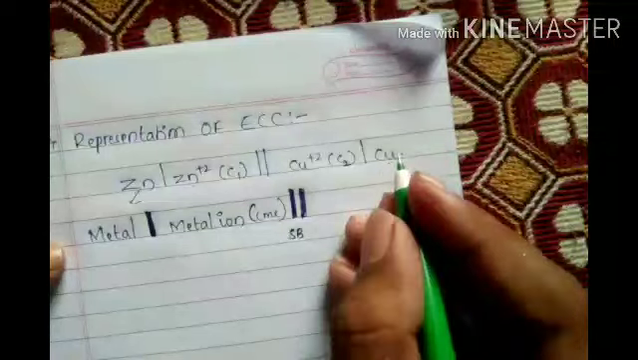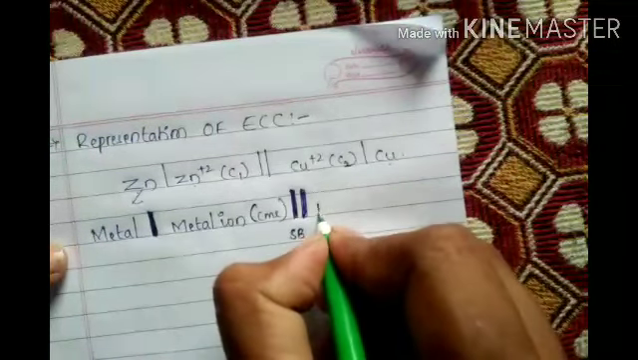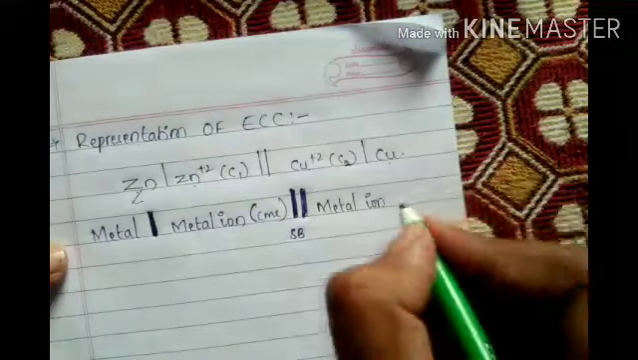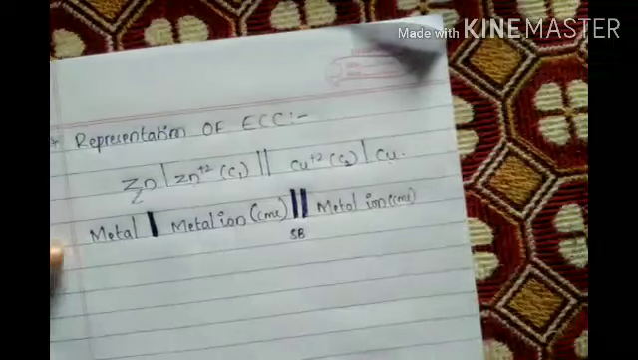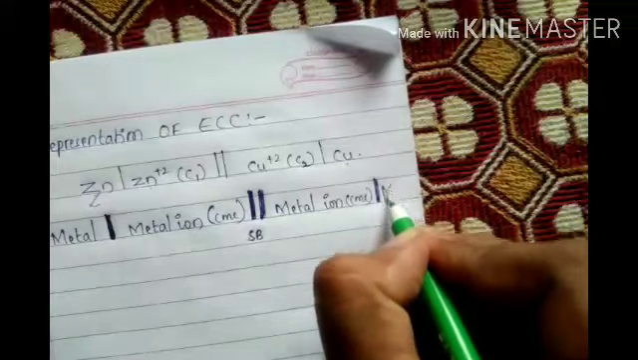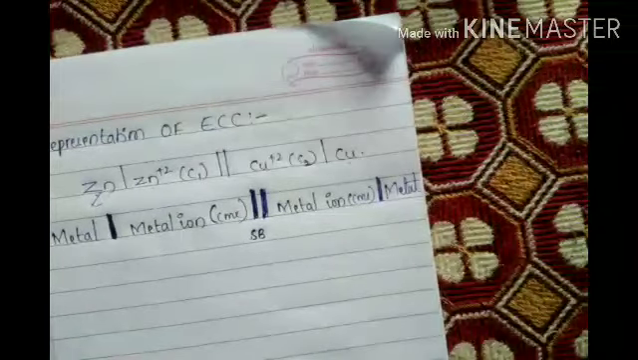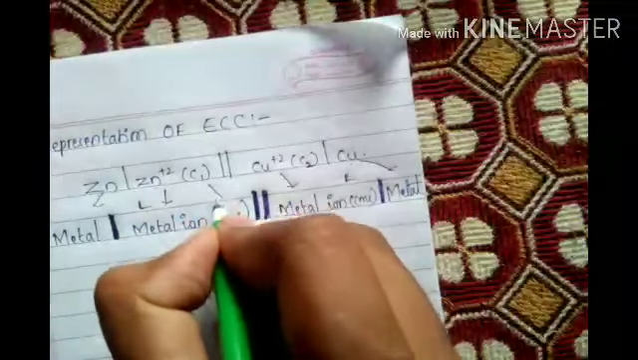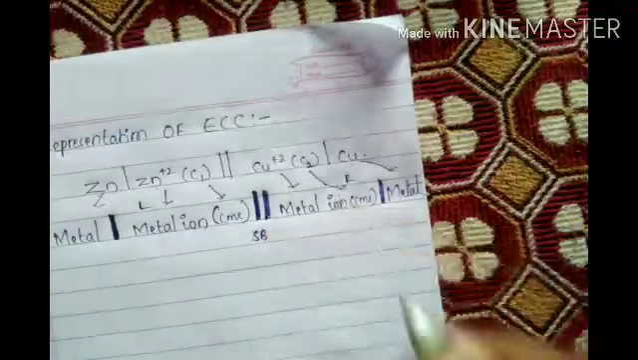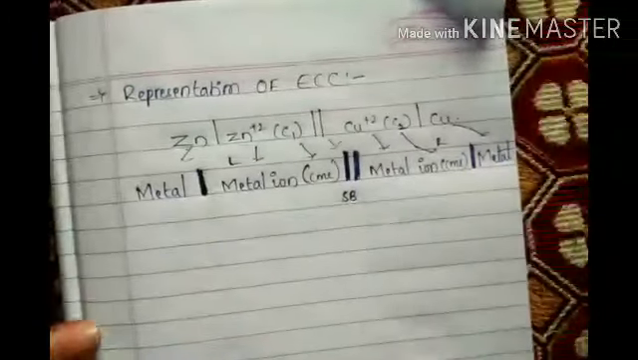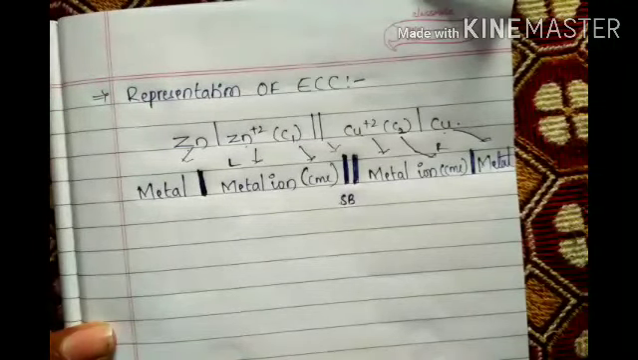Now first what will come here? The metal ion will come, with some concentration. Now a single line again, and once again the metal will come. This is left side, this is right side. This is copper, it is copper ion. This is zinc ion. This is concentration, this is concentration. This is salt bridge. Okay, this is the representation of an electrochemical cell.